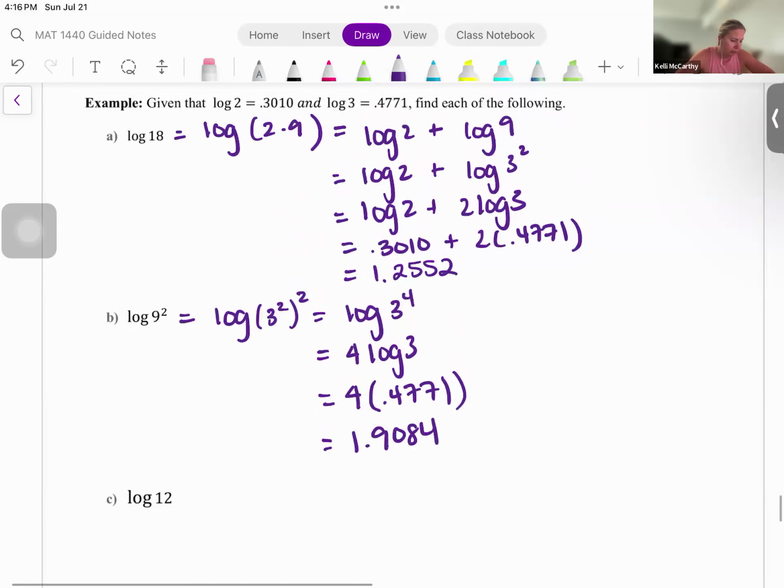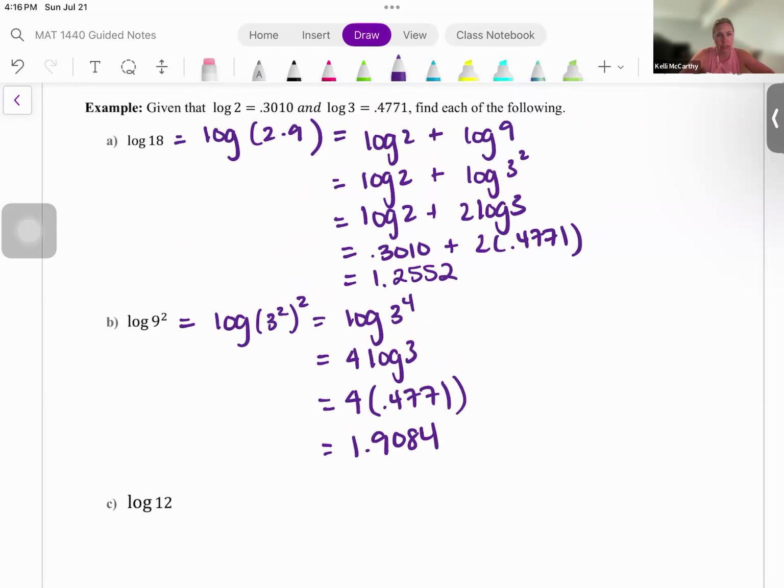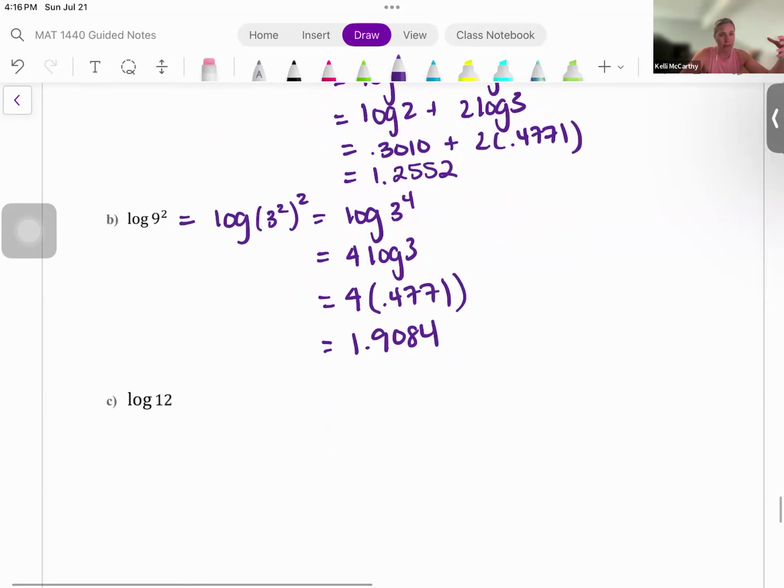Now, there are certainly different ways. I'm illustrating just 2 ways of looking at these examples. There might be additional ways that you want to look at it, and that's okay. But ultimately, we're trying to get this down to some expression involving log of 2 and log of 3. So we're trying to rewrite that argument and rewrite the expression so that we're just using the logs that we're given.